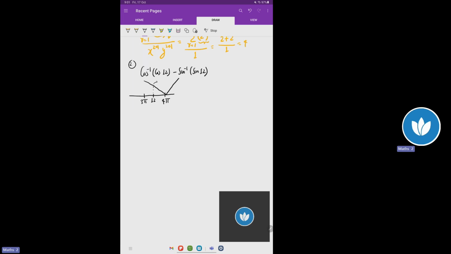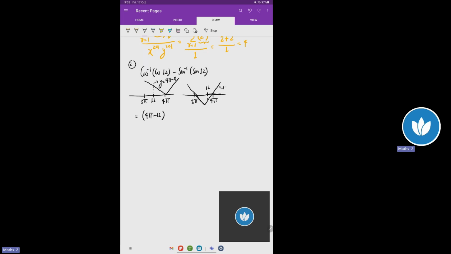So what is this line equation? This line equation is y equal to 4 pi minus x. So its value would be actually 4 pi minus 12. How does the sine inverse of sine x graph look? So this is 3 pi, 4 pi. The sine inverse sine graph looks like this, here and here. And if you see very carefully, 12 lies somewhere here.